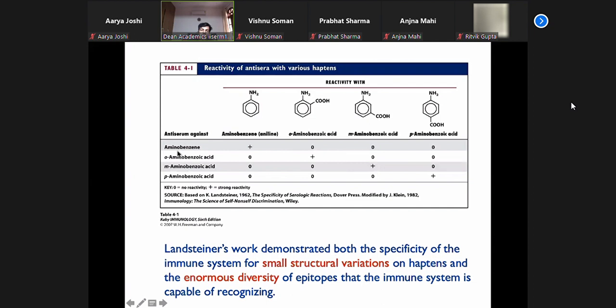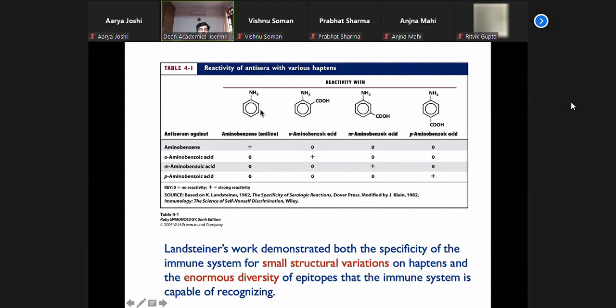He used these different forms of this dye. You have aminobenzene, the other name is aniline. You have ortho aminobenzoic acid, meta aminobenzoic acid, and para aminobenzoic acid. By injection of this dye in animals, he was able to get antibodies which were present in this anti-sera, and this anti-sera contained antibody against these different things. Now let's follow this table. What happened?